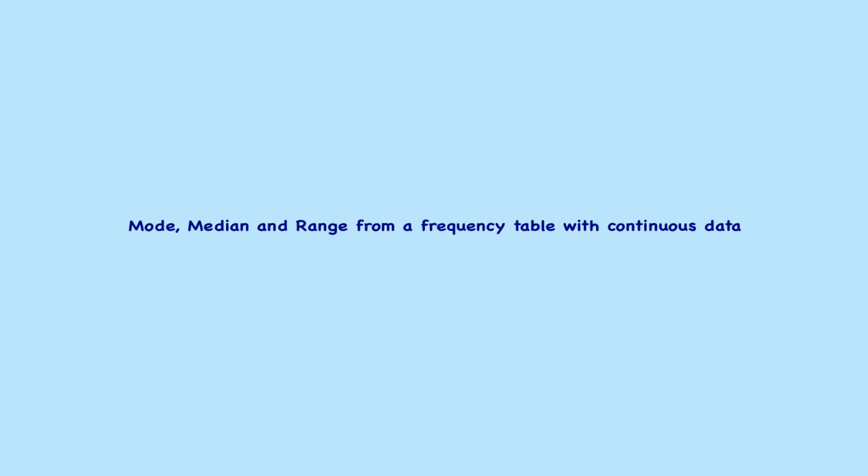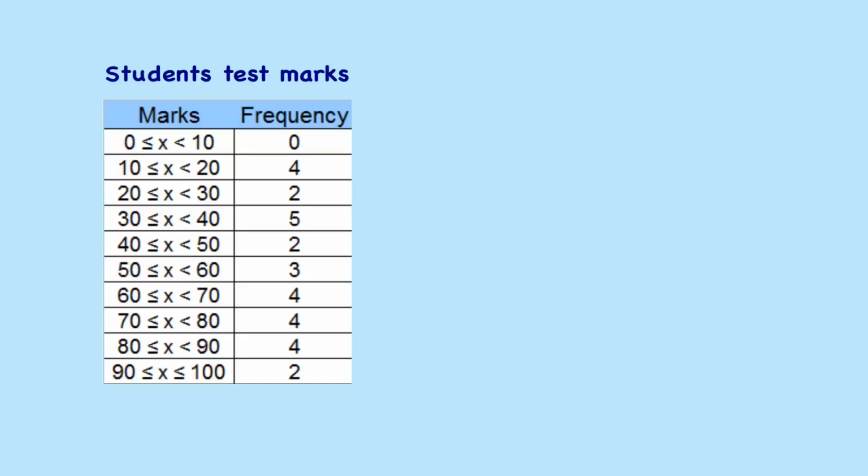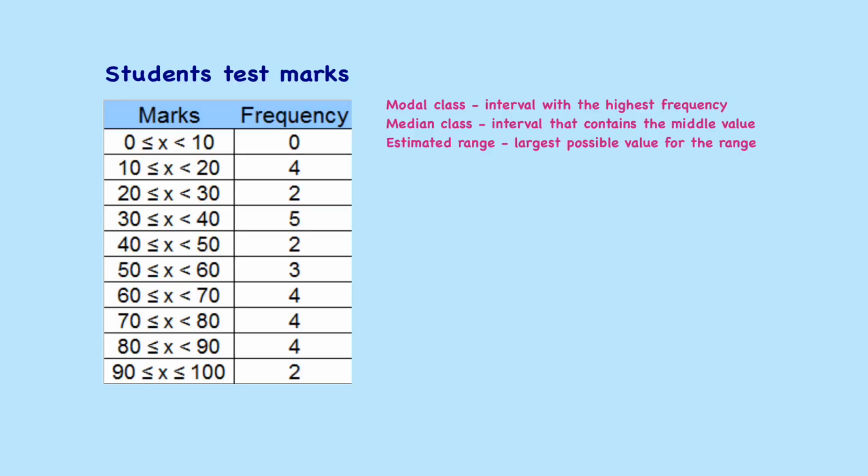Mode, median and range from a frequency table with continuous data. Continuous data can take any value within a range. Let's have a look at this example. On a frequency table for continuous data, what you'll normally find are the following.